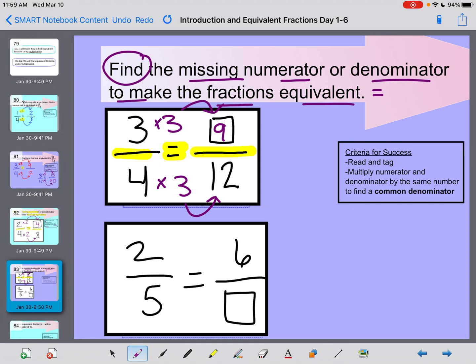2/5 equals 6 blank. In this case, I need to find the missing denominator. So I'm thinking to myself, 2 times what equals 6? I know 2 times 3 equals 6. If I multiply the numerator, the top, times 3, I have to multiply the denominator times 3. 5 times 3 is 15.